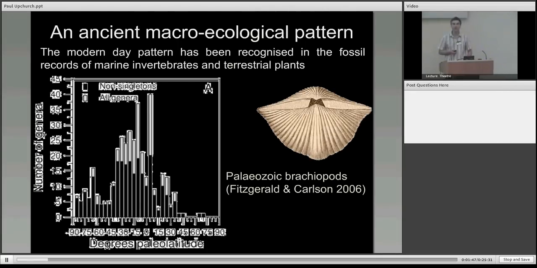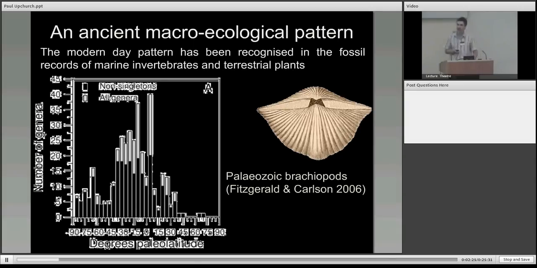This is just one example from Palaeozoic brachiopods. You can see their distribution, again, plotted against latitude, with something that looks suspiciously like a peak in diversity, basically close to the equator. So it's been suggested from a very large number of studies that this modern day pattern, where we see a peak close to the equator, actually is essentially an ancient pattern. It's possible that this was set up as early as 500 million years ago and has persisted pretty much ever since through to the present day.